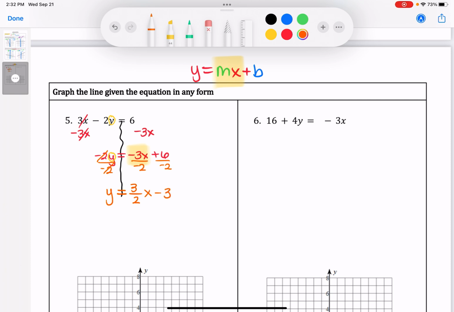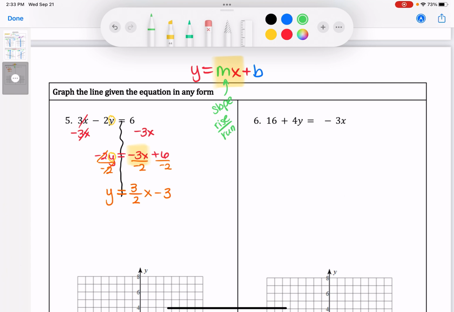Now again, we don't ever want to write, if I have this 3 halves, I don't want a mixed number, and I don't want a decimal, right? Because remember, y equals mx plus b, it means something, right? M stands for slope, and our slope is always rise over run. And so if I need rise over run, I gotta have a fraction. I don't want a mixed number. I don't want a decimal. That won't help me graph a slope. What I need is a fraction. So I always want to leave it as a fraction.